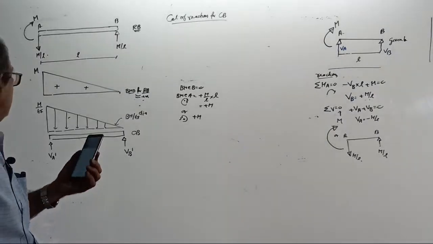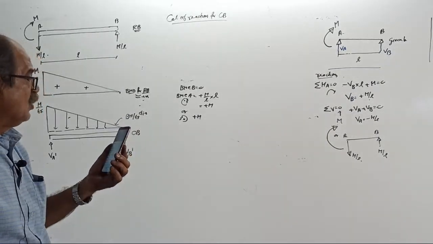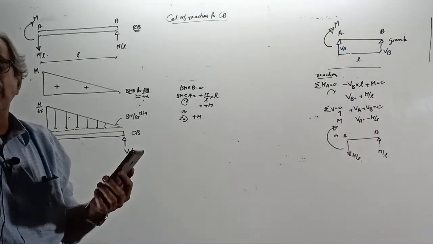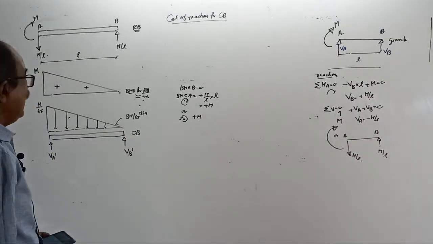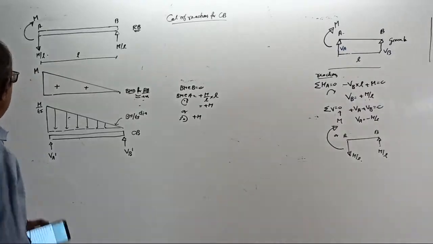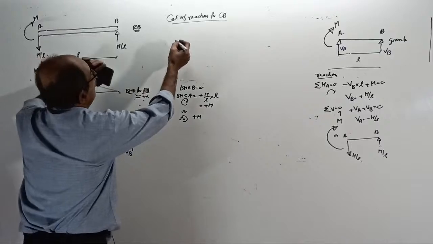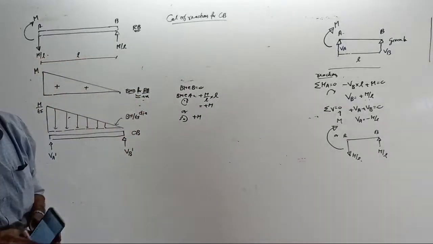Why can you not write VA dash equal to VB dash equal to total load by 2? Varying load. This is not symmetrical. No, with a varying load it is not symmetrical. Therefore, you use the equilibrium equation.